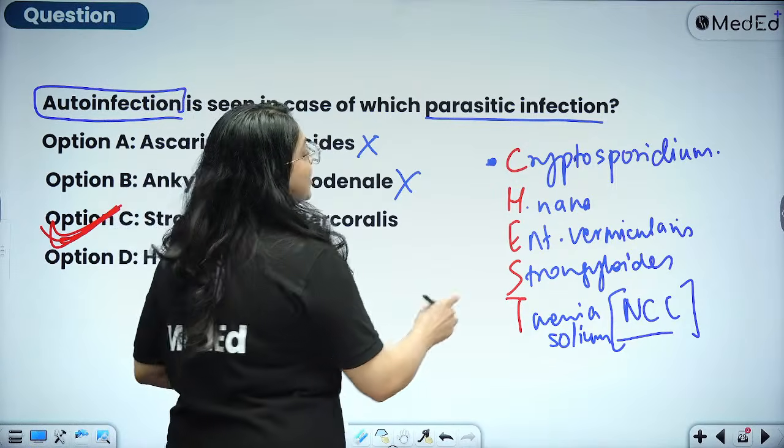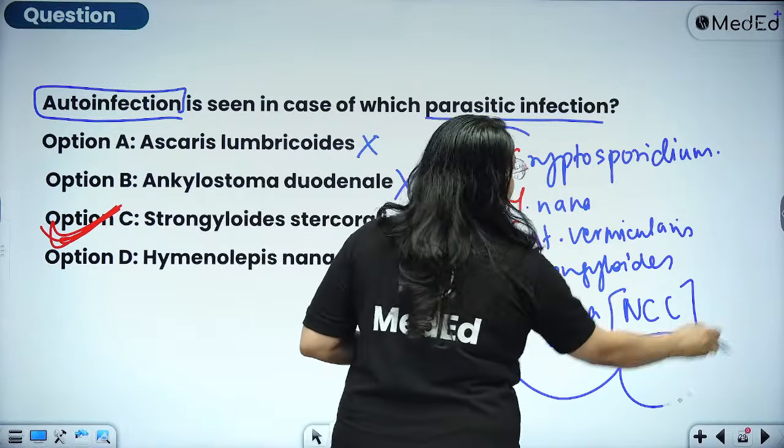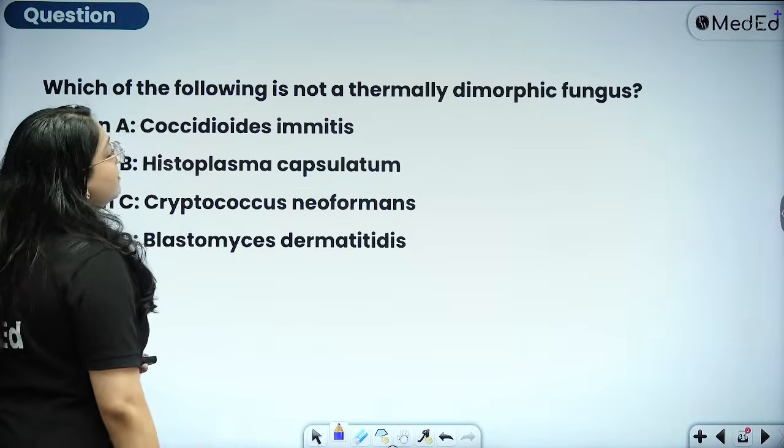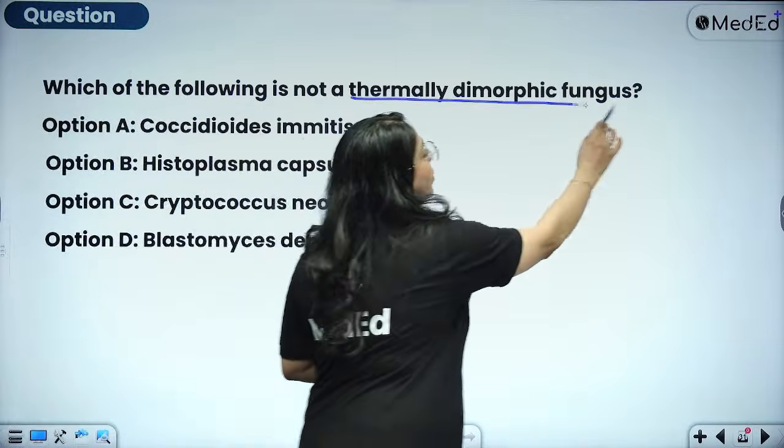If I am not, that is your sign to go and revise. So, this is your mnemonic for agents of autoinfection, right? Let's move ahead. Which of the following is a thermally dimorphic fungus?